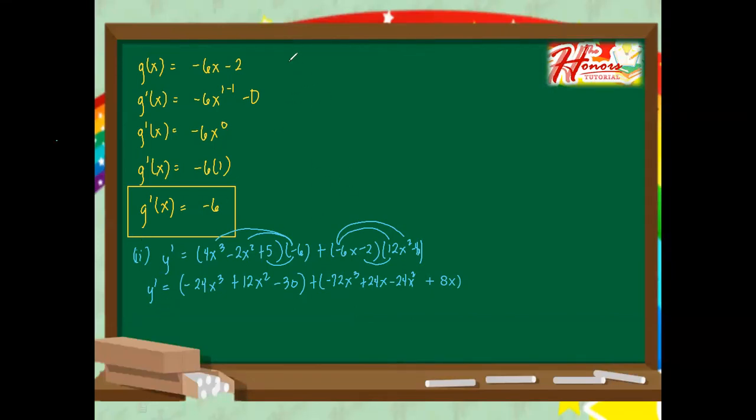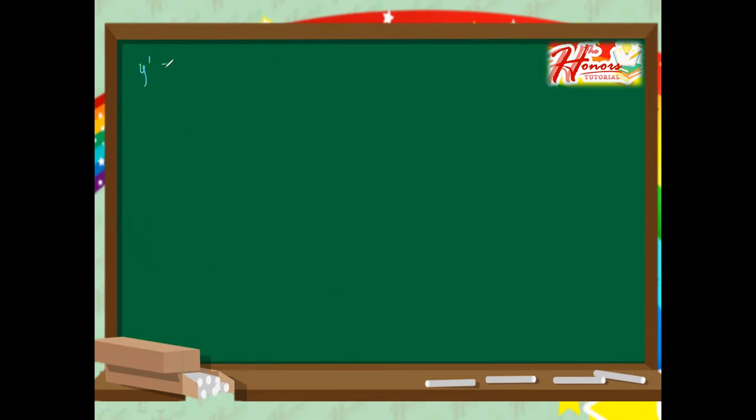Let me just write the continuation of the solution on the next page. So we have here y prime is equal to negative 96x cubed plus 12x squared plus 8x minus 30. How did we obtain this? This is the final answer. It is because from our previous solution, we have combined like terms. It is very important that you are mindful of it.